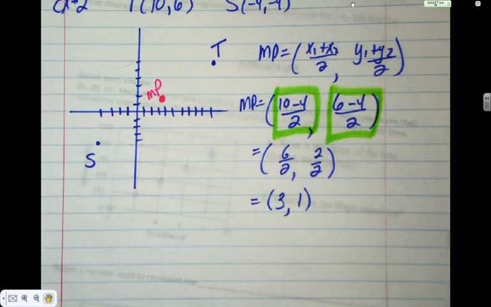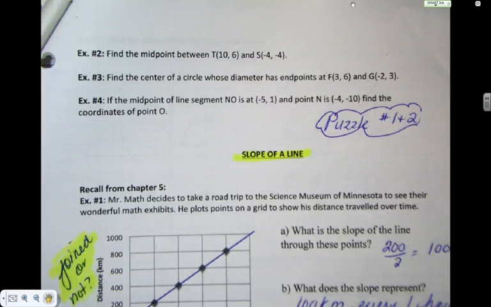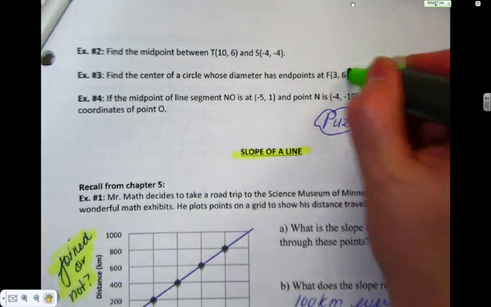Why do we need to know this? What's the point? Well, keep in mind this unit's all about analytic geometry, which is geometry and algebra put together. So example 3 is a standard geometry question. Find the center of the circle whose diameter has endpoints F 3, 6 and G negative 2, 3. Okay, there was your read to read. Now let's read to understand. What are some keywords that we need to highlight? Well, obviously we need the points.